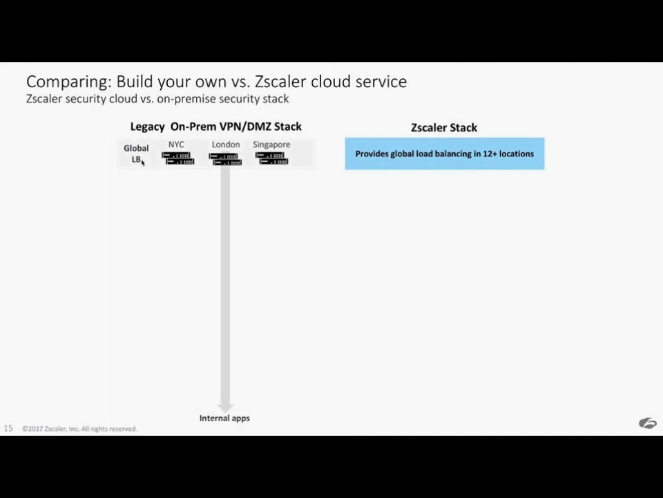So let's compare it. In terms of a VPN, historically how we build this, we build a global load balancer to provide access to my data centers in New York, London, and Singapore. Zscaler provides this as a cloud service. We're available today for Zscaler Private Access in over 12 locations. For our internet access, we're available in 100 locations. But for private access, 12 locations, because typically that is where our applications tend to exist, in more centralized locations.